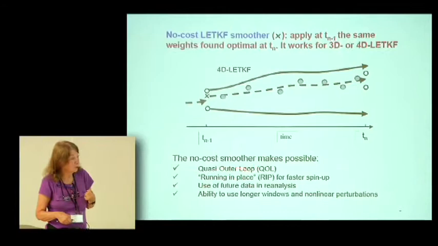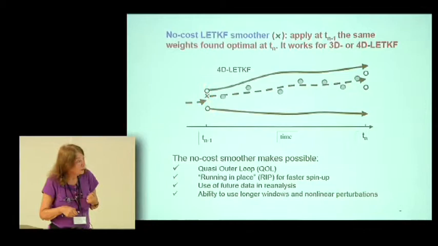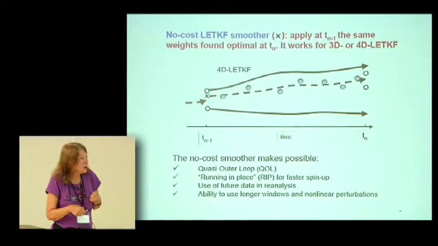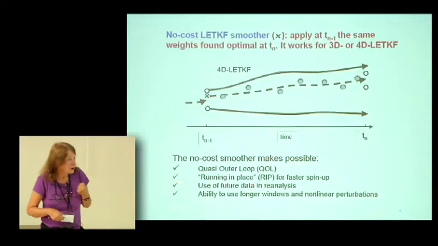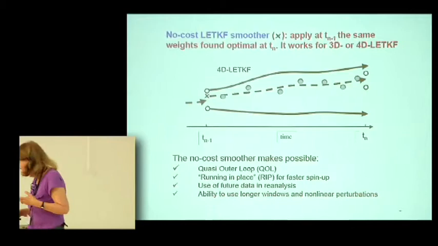So if we obtain this new better estimate of the analysis, because the previous estimate was just the mean between these two values in the center, but now we know the truth should be closer to this. So we can use running in place for faster spin up and use future data in reanalysis, and we can deal with non-linear perturbations, as Michael hinted.